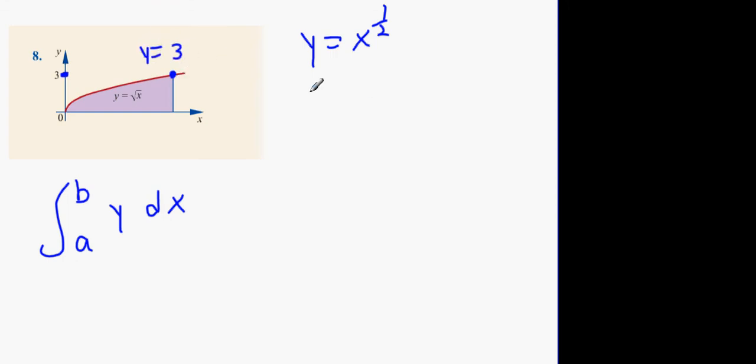Now, we're told that y equals 3 up here. So if y equals 3, 3 equals x to the power of a half. 3 equals the square root of x. What does the x value have to be to make that happen? 9. x equals 9. Now you have your higher limit and your lower limit.